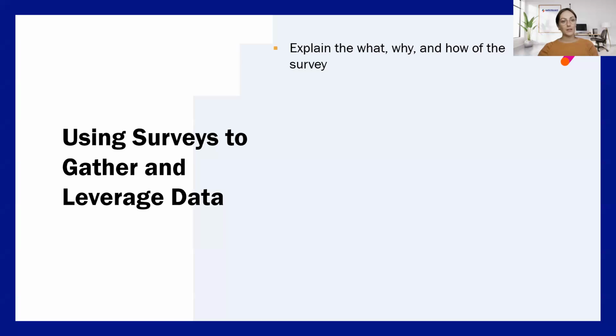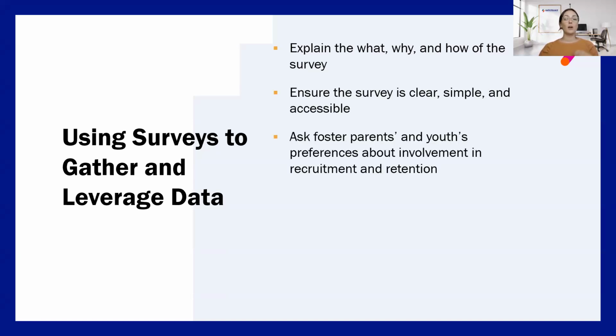Make sure that you communicate clearly what the survey is, why you're doing it, and how many times they might see it, because this is indeed asking foster parents to do one more thing. So keep it simple, and ensure that it's clear and accessible. If you have folks that aren't tech savvy, maybe you go through the survey with them, with the questions, at a home visit. Maybe you walk through this with them during a Zoom call. It's also important to ask foster parents and youth about their preferences in being involved in recruitment and retention. So you can add this as a question on the survey.